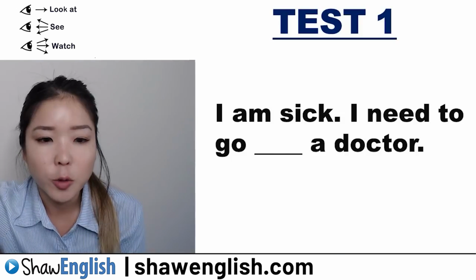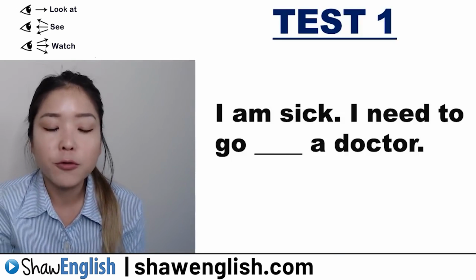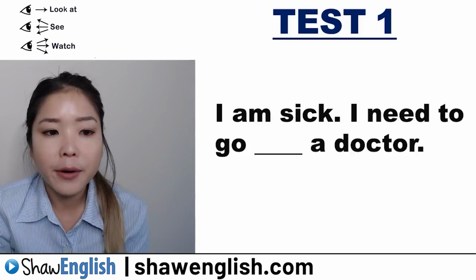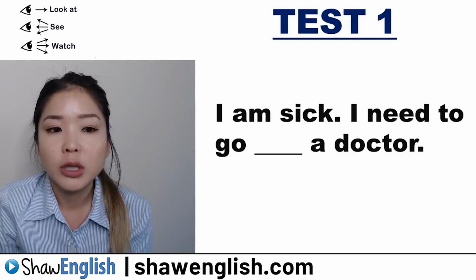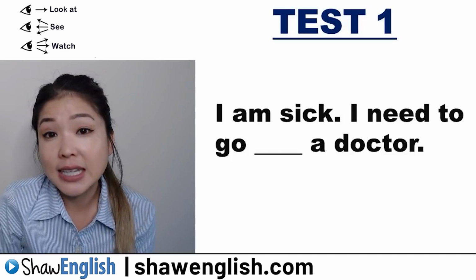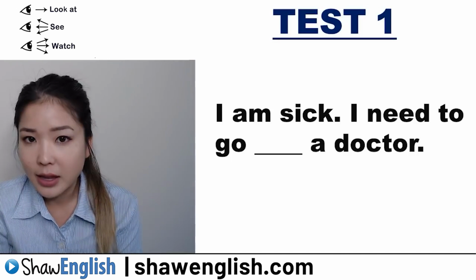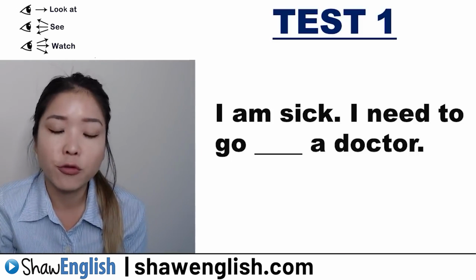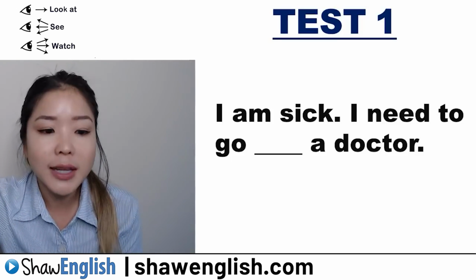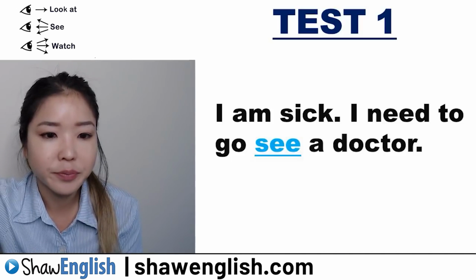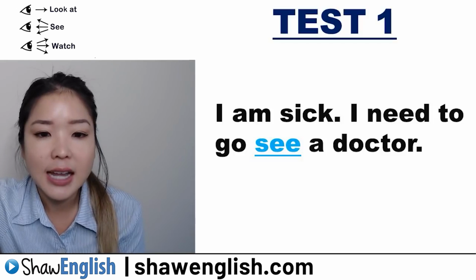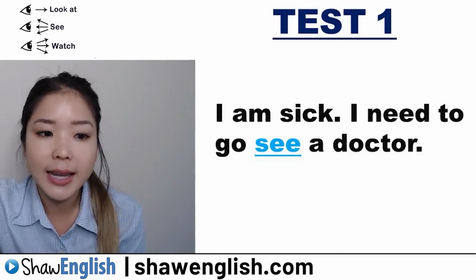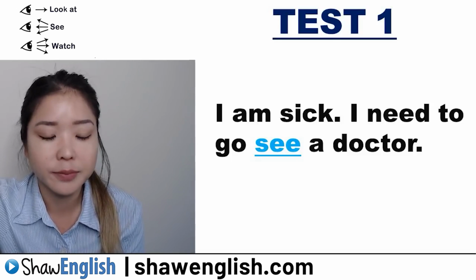Okay, so before I reveal the answer, remember I told you earlier that one of these verbs can be used to say something like visit or meet with. Do you remember that? I can say, I will see my friend later. Okay, so let's see what's the correct answer. The best answer is C. I am sick. I need to go see a doctor. Okay, so it's like saying I need to go visit a doctor.